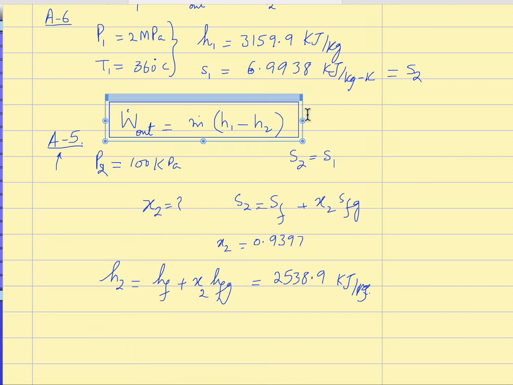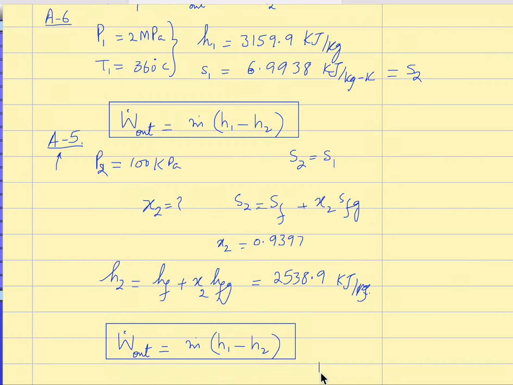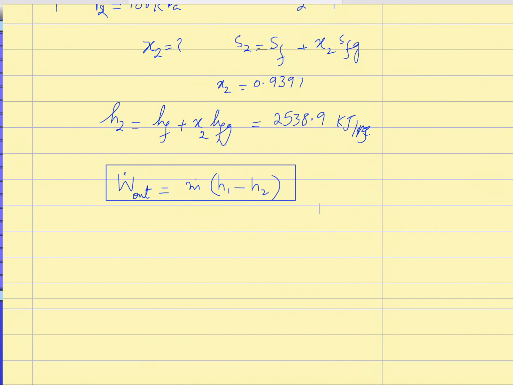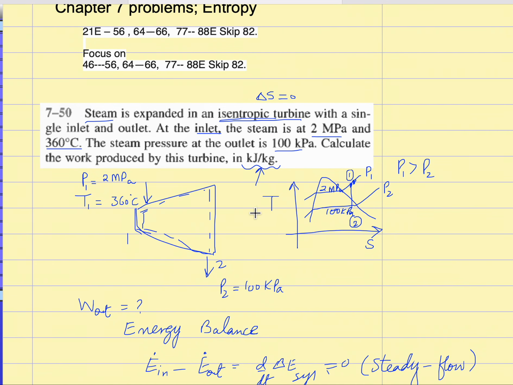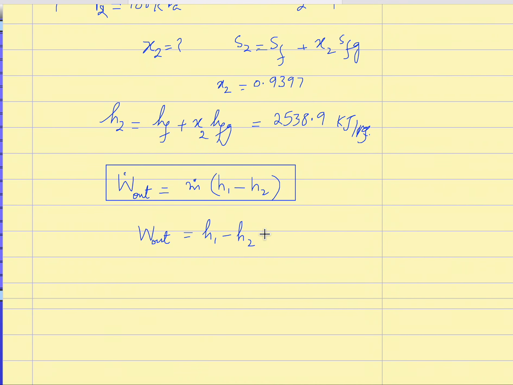So let me copy this whole formula here and plug in these values. Actually, the mass flow rate m dot is not required in our case, so it is just W out, which is h1 minus h2. As you can see in the question, I did not notice this is the specific work output rather than the power output. So if you do the math, you get this answer, 621.0 kilojoules per kilogram. This is your final answer for the specific work output of the steam turbine.